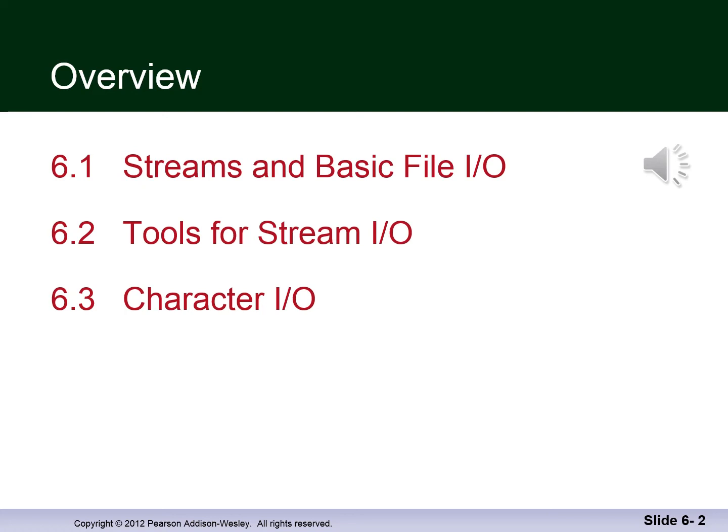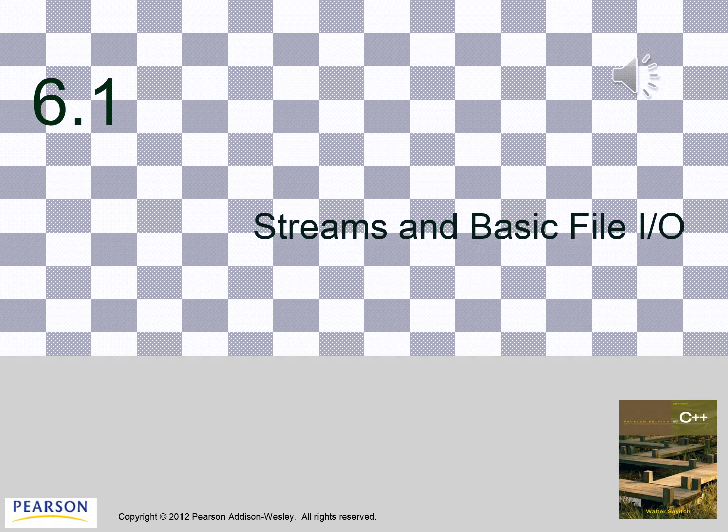This slide shows the three main topics we will cover in Chapter 6: Section 6.1, Streams and Basic File Input-Output; 6.2, Tools for Stream Input-Output; and last but certainly not least, Character Input-Output. We will start with a discussion of basic file input-output streams.